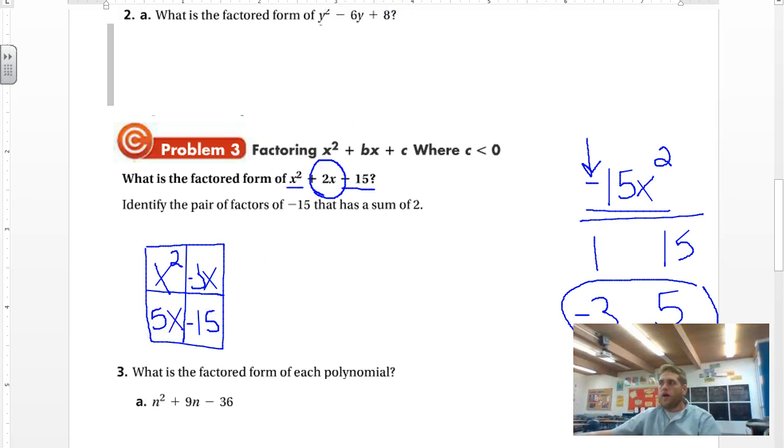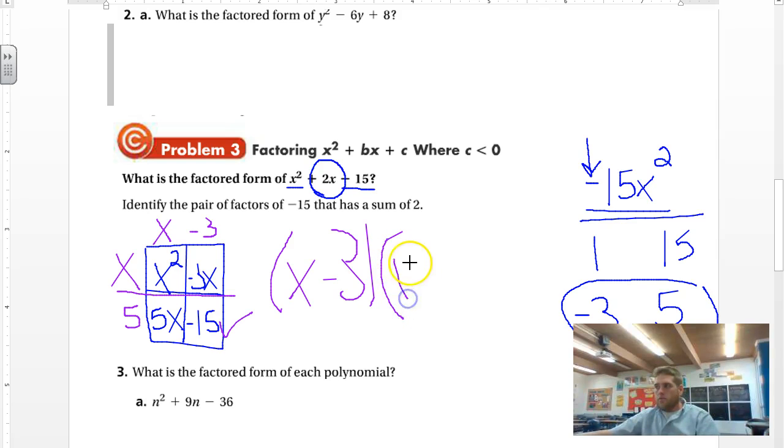Okay. So now we look and we see what do the top two have in common. Well, x squared and negative 3x both have an x in them. X times x is x squared. Negative 3 times x is negative 3x. And 5 times x is 5x. Does it work? Is 5 times negative 3 negative 15? Check it. Okay. So I write my final answer. We have x minus 3, x plus 5. Okay, so I have x minus 3, x plus 5.